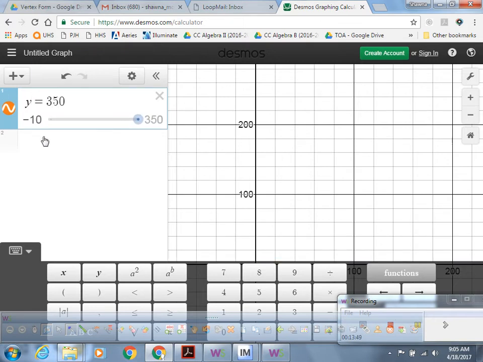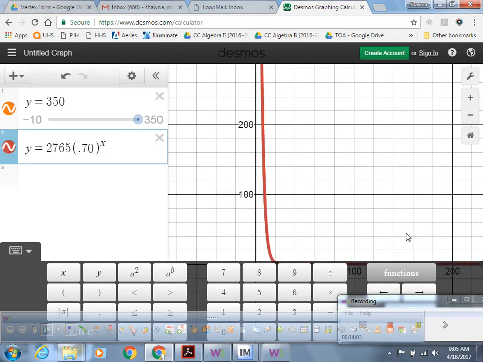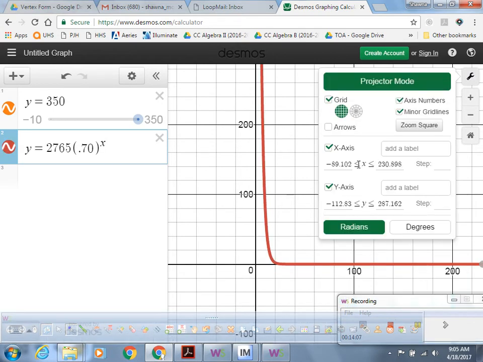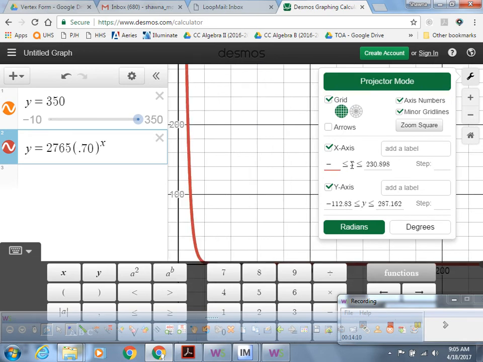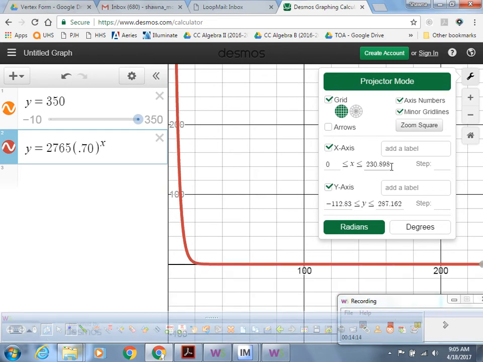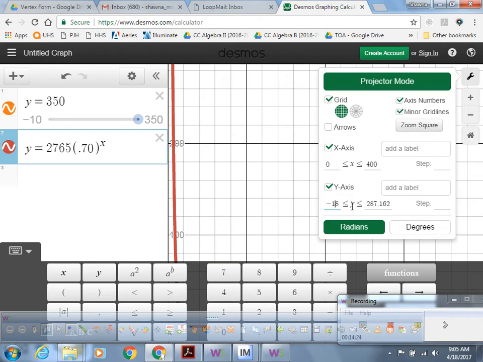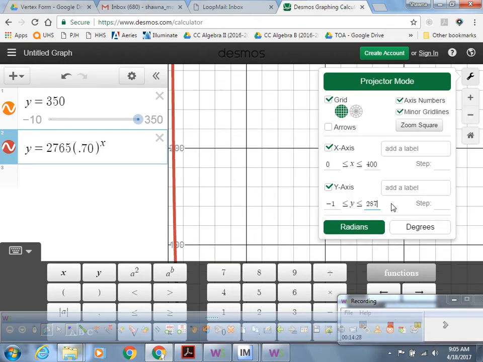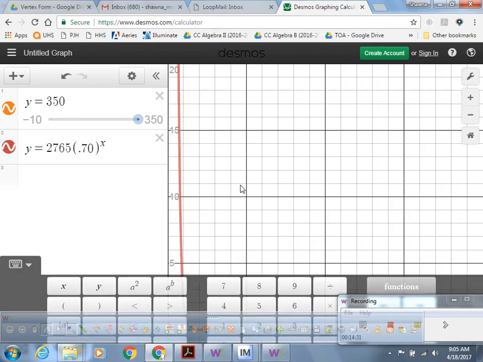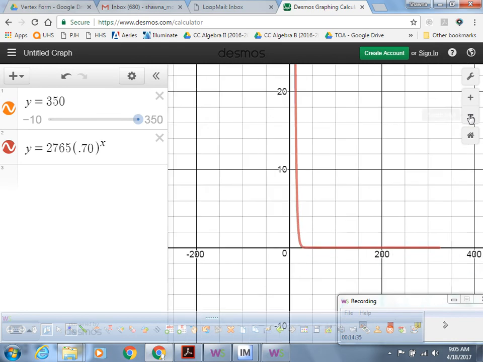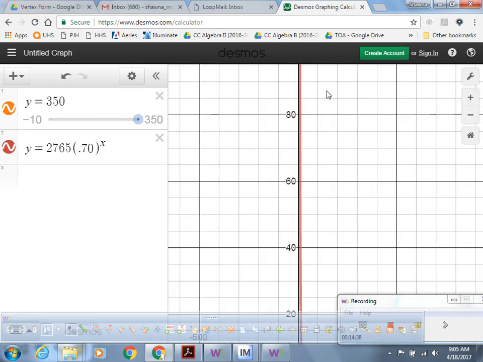Y equals 350. And y equals 2,765 times 0.70 to the x. Now setting the x-axis to negative 1 to 20, and the y-axis to 0 to 400. That'll work. It's still resetting itself. This is really annoying.